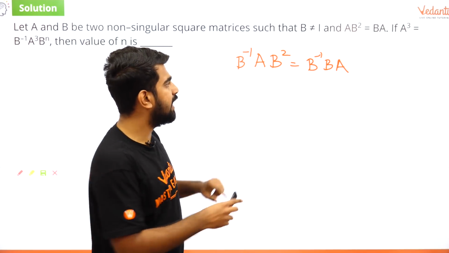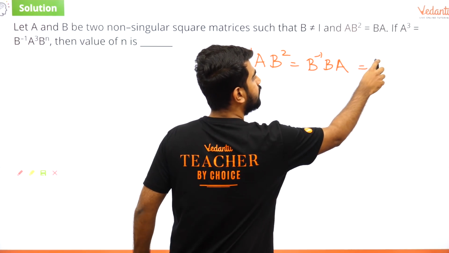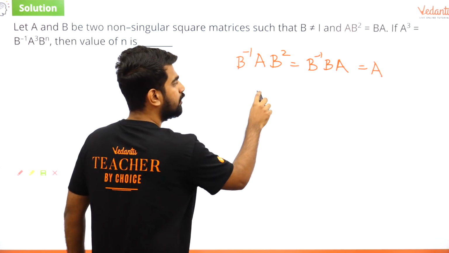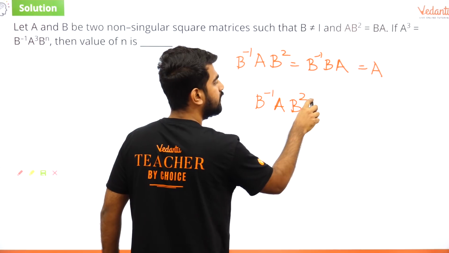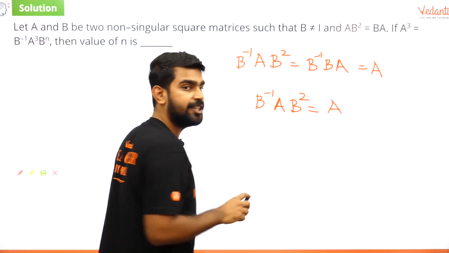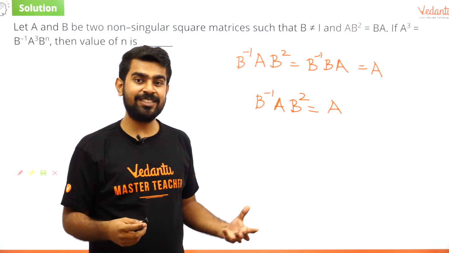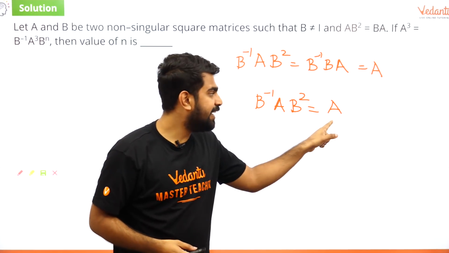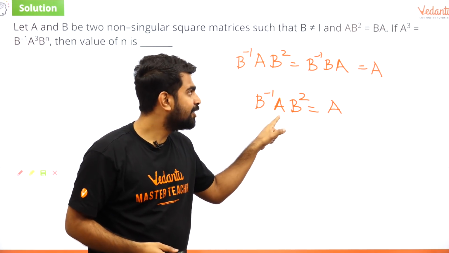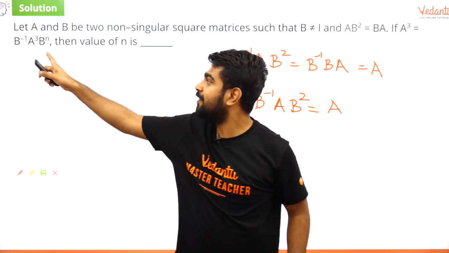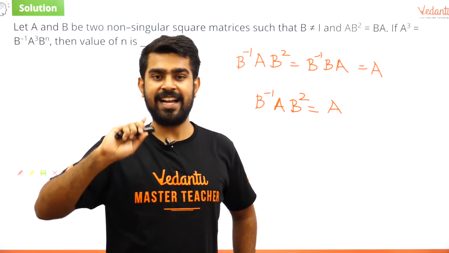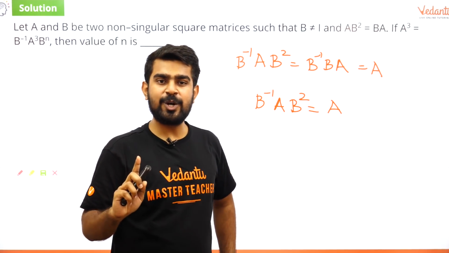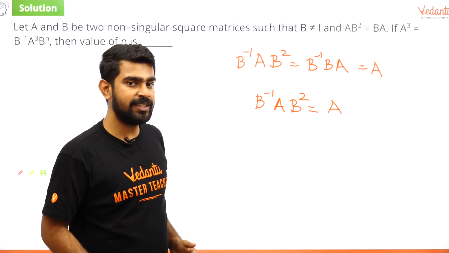So once we are done with that, we can write this as A. Okay, so I can write it as B inverse AB square is equal to A. Now I am even happier because it's very similar. I have A over here, I have A cube. So I have A cube over here. So I think, okay, I am going in the right direction. I will get the answer. Okay, perfect. So let us go forward.